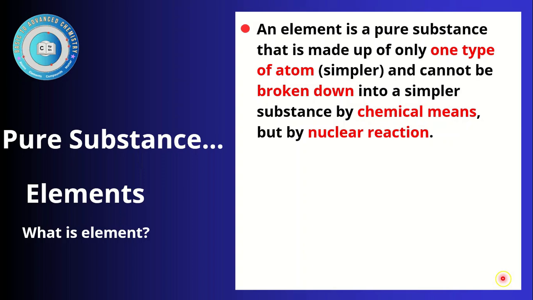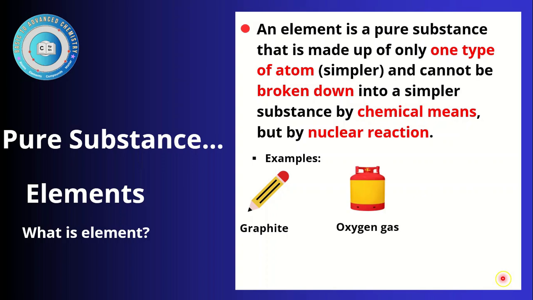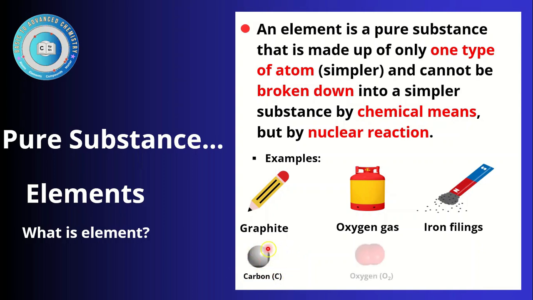Currently, there are about 180 chemical elements. For example, graphite, carbon element; oxygen gas, oxygen element; iron filings, iron element. Let us see how these elements are formed. Graphite, carbon element, is formed from the chemical combination of carbon atoms. Oxygen gas is formed from the physical combination of oxygen molecules. Iron filings is formed from chemical combination of iron atoms.